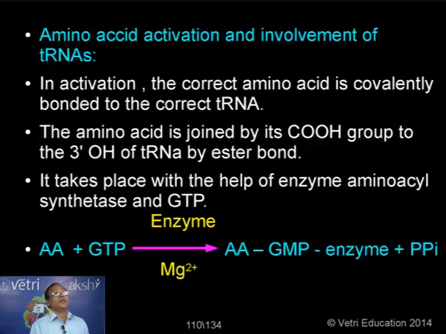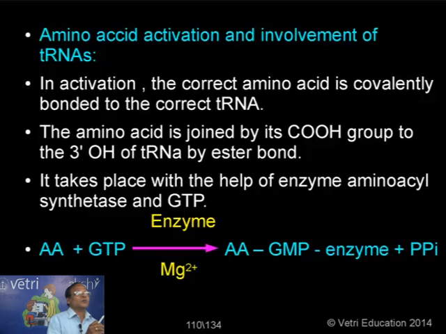To this end, the amino acid is attached with its carboxyl group. A bond is formed between the acidic carboxyl group and the alcoholic hydroxyl group, so it is called an ester linkage. The linkage between the amino acid and the tRNA is called an ester linkage because the hydroxyl group of the tRNA at the 3' end, the CCA end, joins with the carboxyl group of the amino acid.